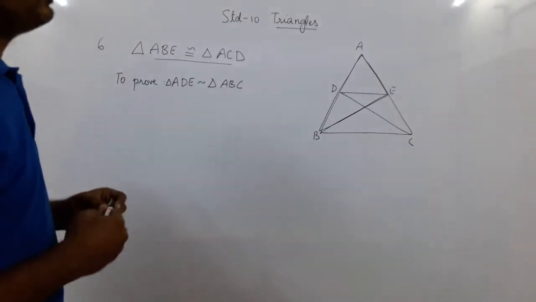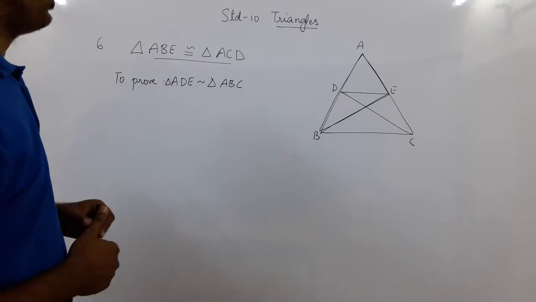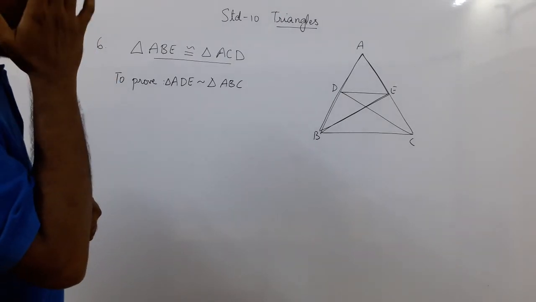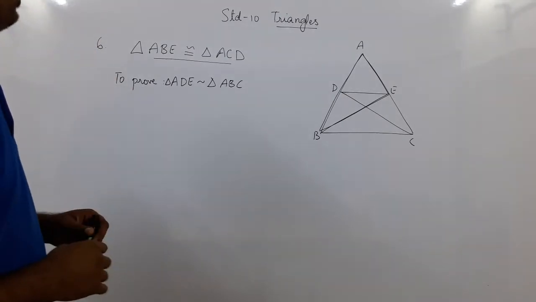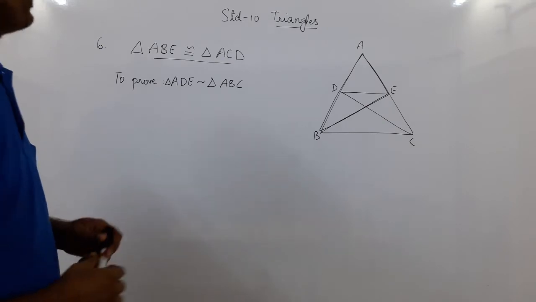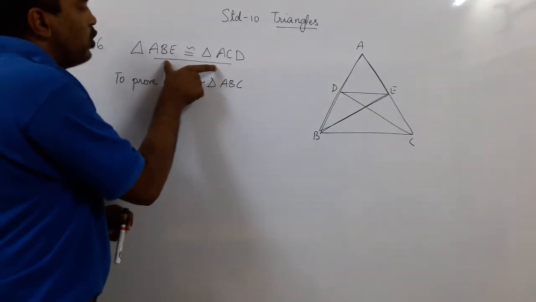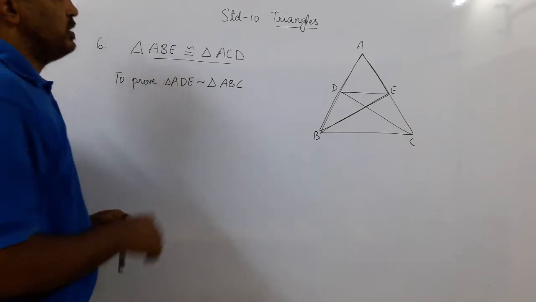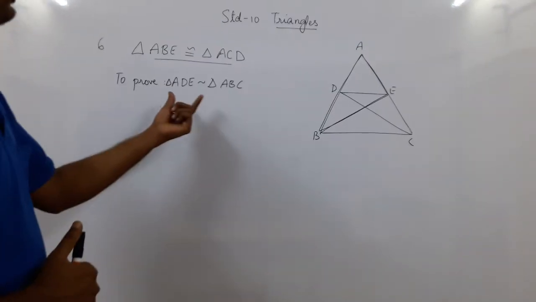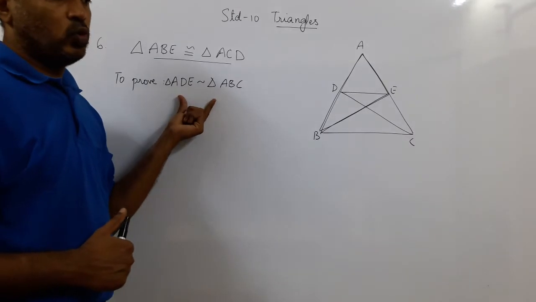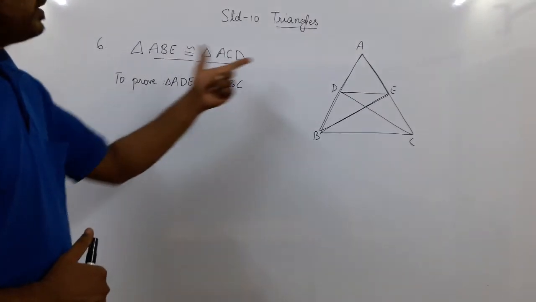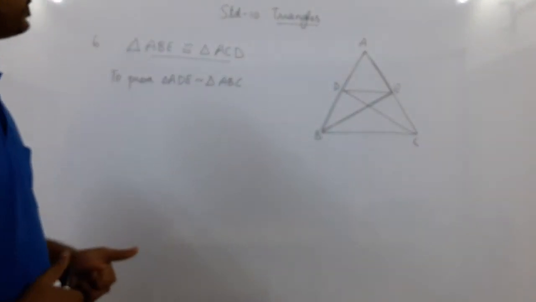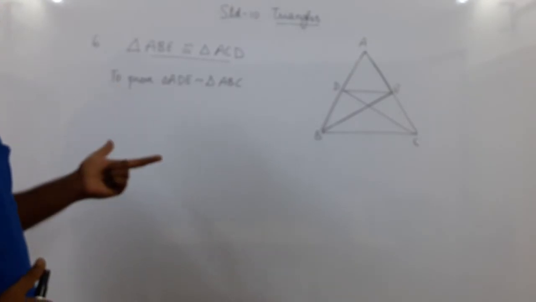So again here we have to choose what to use. We'll see in a short time what we can do. First of all, this is given congruent and you have to prove this is similar. So we have to make a choice. What should we use to prove similar? Should we go for SSS, but the ratio of the sides is not given? Should we go for AAA?